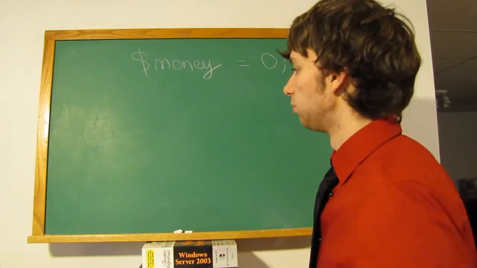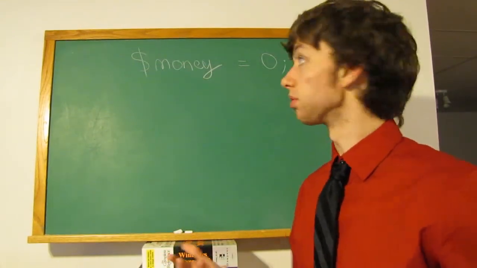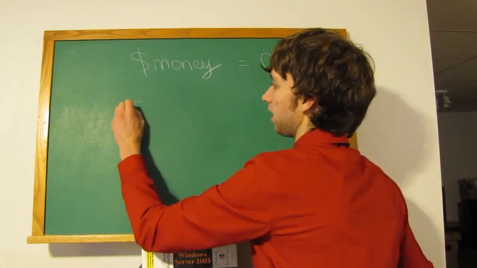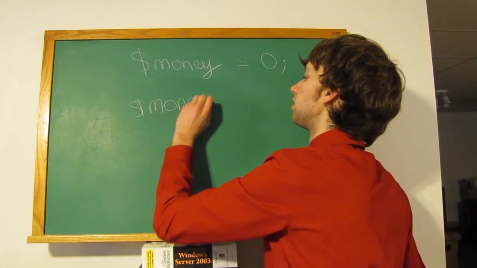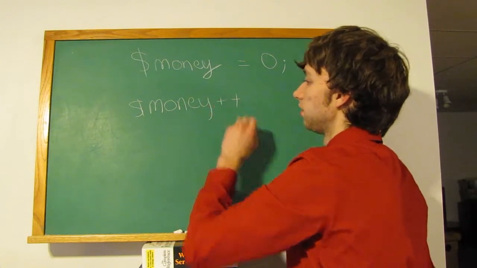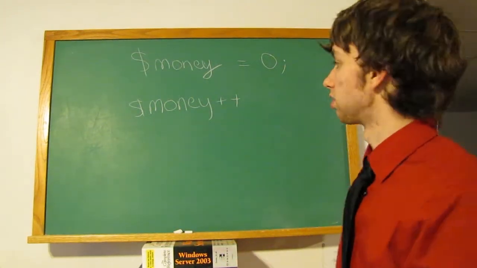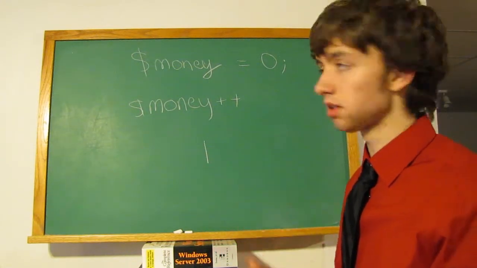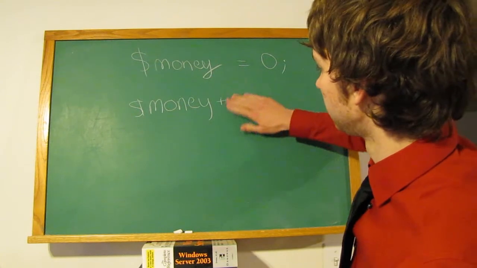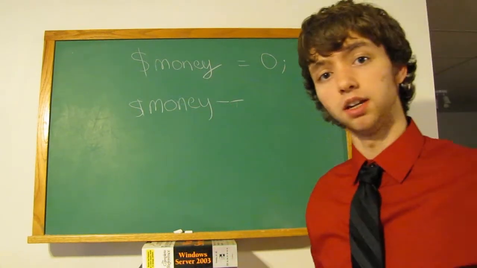Now, what we can do is we can use the increment. So let's say I get paid for a month's worth of work. I can say money plus plus. Well, now the value of money is going to be 1. Make sense? Or I could have said minus minus, which then it would be -1.